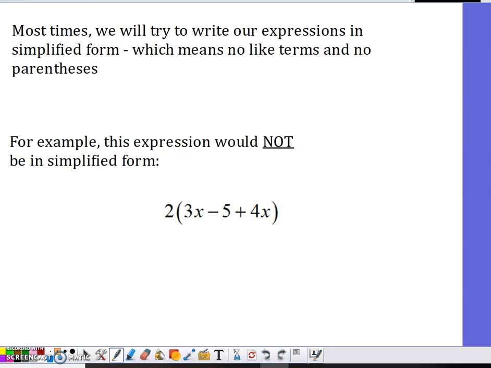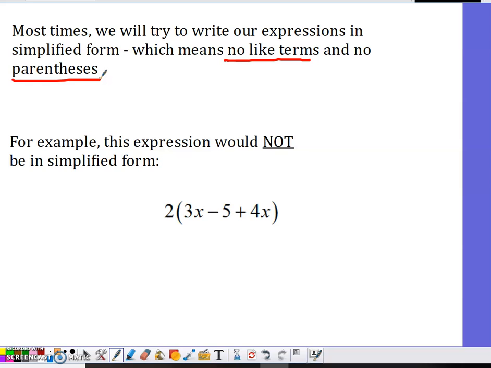Alright, so a lot of times in math they're going to say write an expression in simplified form. What that means is they don't want to have any like terms that are not combined, and they don't like to see any parentheses. If they see those two things, they would consider that expression not simplified. So here's an expression that would not be in simplified form. There's kind of two ways you can do it, right? You can start by getting rid of the parentheses first, or you can start by combining like terms first. I generally always like to get rid of those parentheses first.